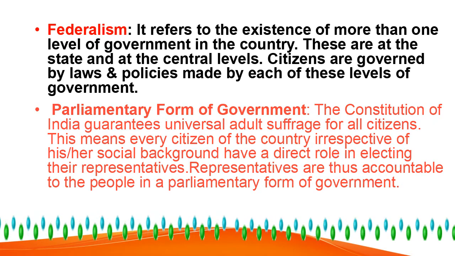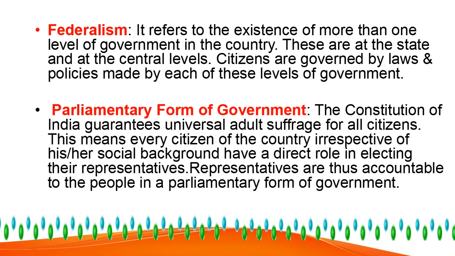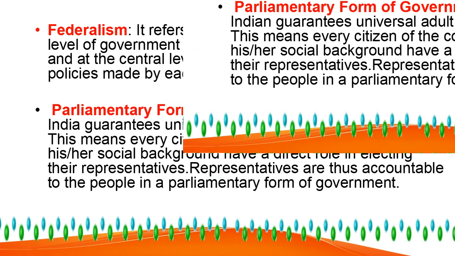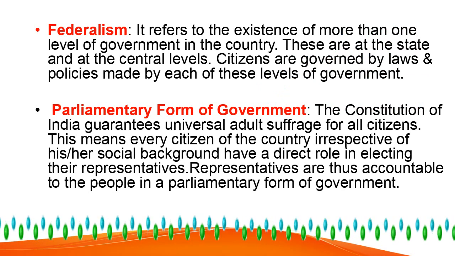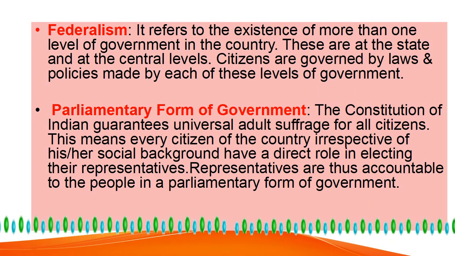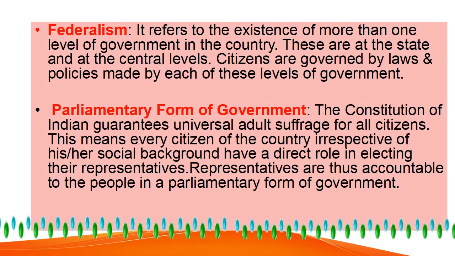The citizens are governed by the laws and policies that are made by each of these levels of government. The Constitution of India guarantees universal adult suffrage. This means that every citizen of the country, irrespective of his or her social background, has a direct role in electing their representatives. And it is these representatives who are accountable to the people in a parliamentary form of government.